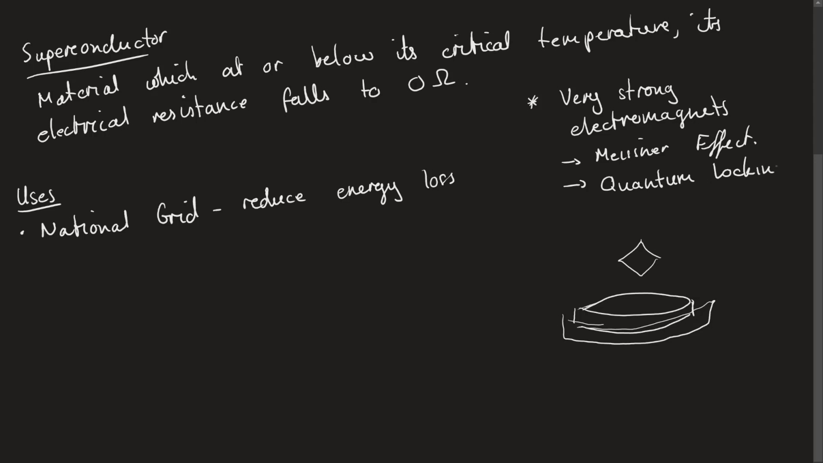And quantum locking is where instead of it being able to wobble, if I touched it, the whole thing would just move and then get stuck in its new position. But it doesn't wobble anywhere, it just gets stuck in those fixed positions in this magnetic field. So that use, having very strong electromagnets, is actually used in maglev trains.